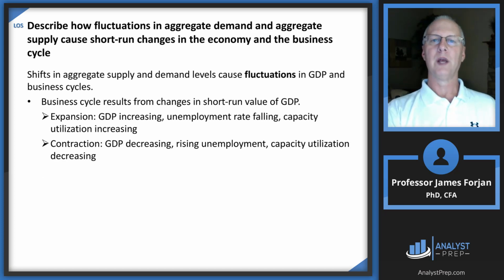All right, how about fluctuations in aggregate demand and aggregate supply that will cause short-run changes in the economy and the business cycle? Shifts in aggregate supply and demand will cause fluctuations in GDP and the business cycle. Now, there are two things here. We can have an expanding economy or a contracting economy. During an expanding economy, output increases, so GDP increases. Hopefully, the unemployment rate falls. That's what the economic models predict, and then capacity increases. And then, of course, just the opposite occurs during economic contractions.